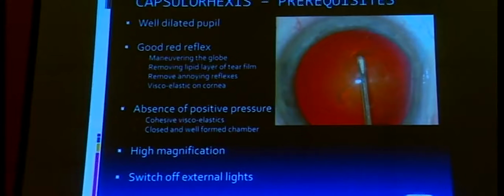Like sir said, one of the prerequisites is a well-dilated pupil and a good red reflex, which can be attained by maneuvering the globe. Removing the lipid layer, you can add viscoelastic onto the surface of the cornea, which removes annoying reflexes. So cohesive viscoelastics like Healon again help us to maintain a closed, well-formed chamber and help us to improve the consistency of making a Capsulorhexis.